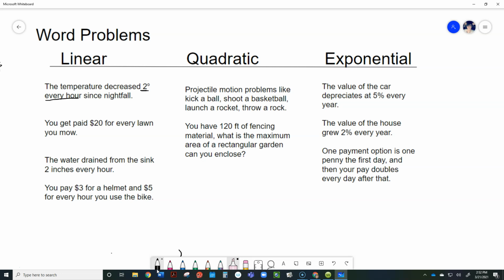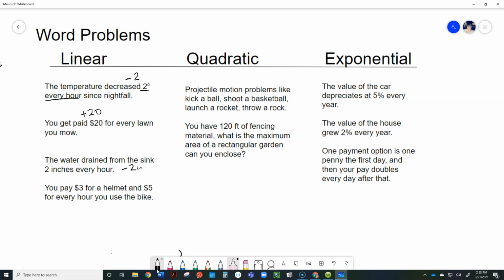The change is going to be additive, meaning this is decreasing by 2 degrees every hour. So it's going down by 2. You get paid $20, so that's a plus 20 for every lawn that you mow. The water drained from the sink 2 inches every hour. So the amount of water in the sink is getting less by 2. So we're subtracting 2 inches every hour.